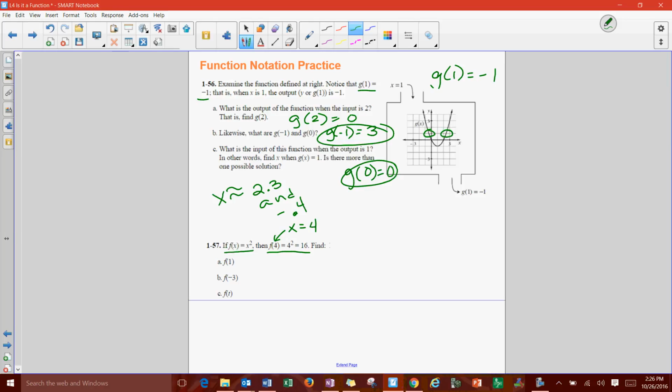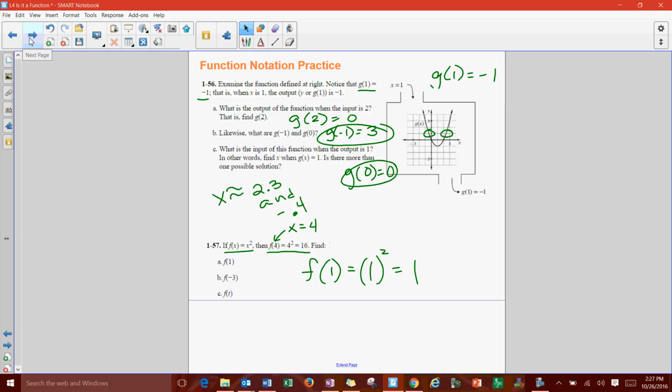So find these 3 values. So take a minute, find these 3 values. So you're just plugging in. So f of 1, you would plug in 1 for x squared. So that means 1 squared. 1 squared is 1, right? All right, take a minute, try those 3 problems. You can pause the video.